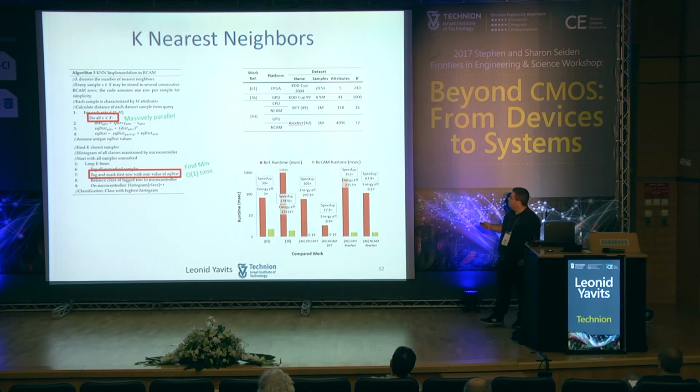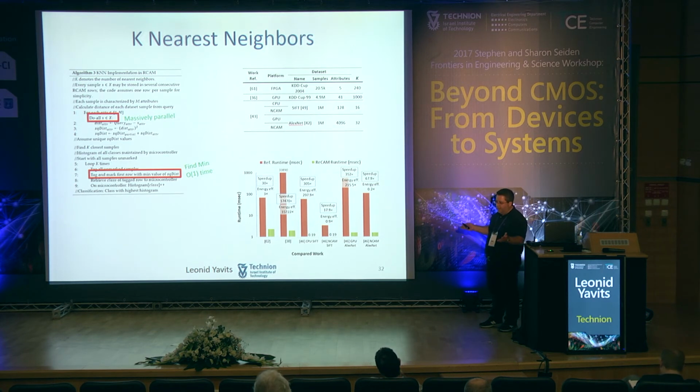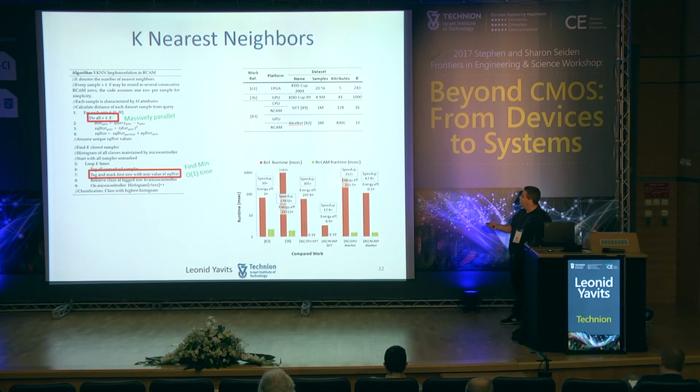Another algorithm, K-nearest neighbors, conceptually similar to K-means. Again, we have a huge data size, and we need to calculate distances for every sample every time. So fine-grained parallelism, memory-bound application, and we are able to outperform the existing solutions both in terms of performance and energy. Now, this is runtime, so lower is better.